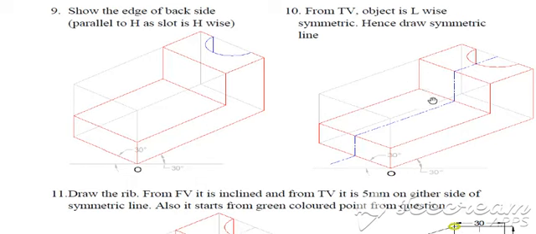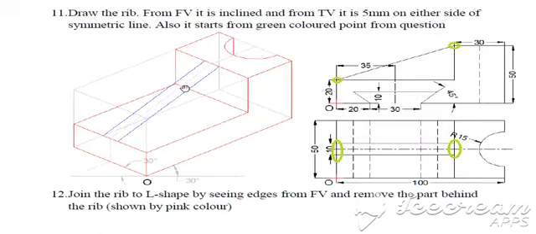From the question, it is seen that the object is symmetric in a top view. So draw the symmetric line in the top view. This symmetric line will actually help us to draw this rib. Now this rib is of width 10 mm, that is 10 mm above the symmetric line and 10 mm below the symmetric line. Also this rib starts from this height of 20 mm and touches the top.